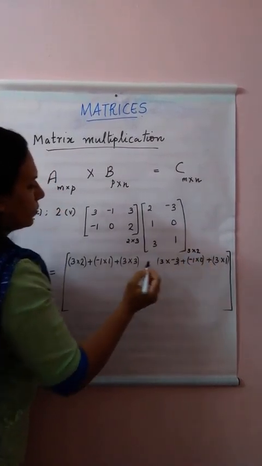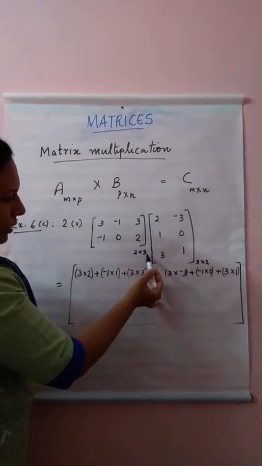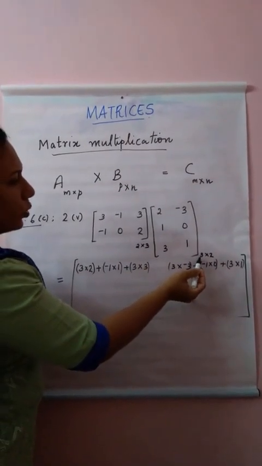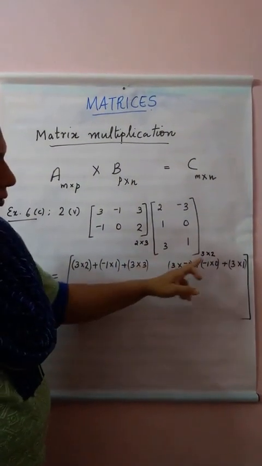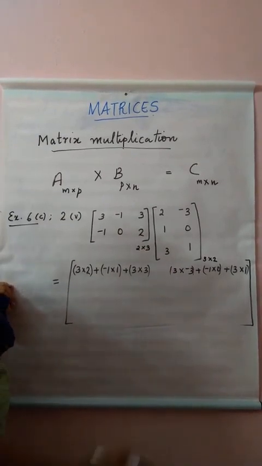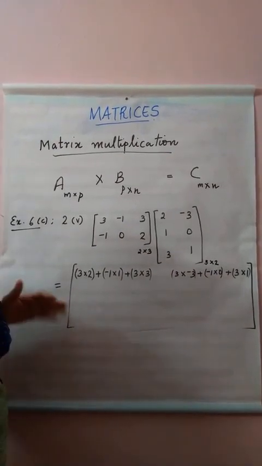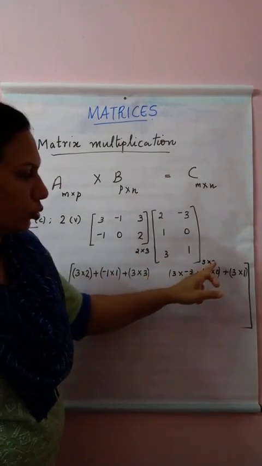3 rows, 2 columns. So it is clear that the number of columns of the first matrix is the same as the number of rows of the second matrix. That is 2 by 3 and 3 by 2. It is conformable for multiplication, so we can multiply the two matrices. And it is clear that you will be getting a matrix of order 2 by 2.